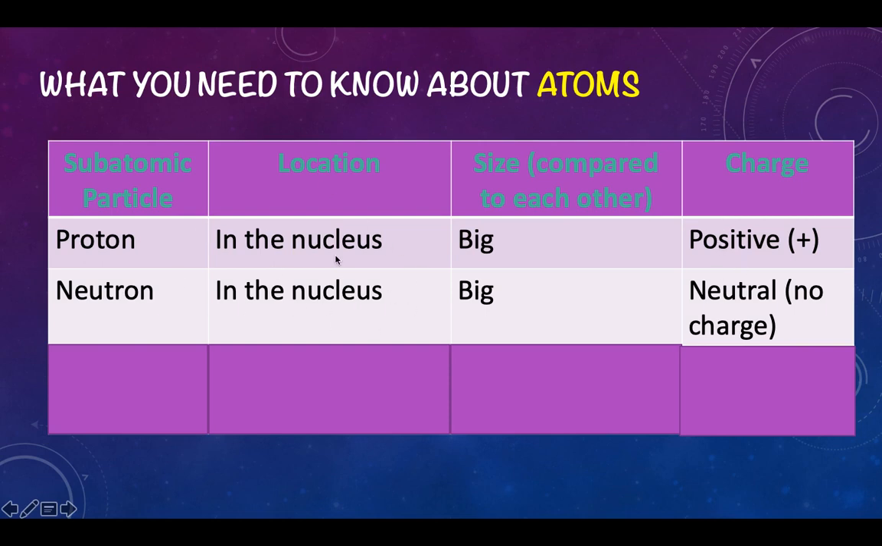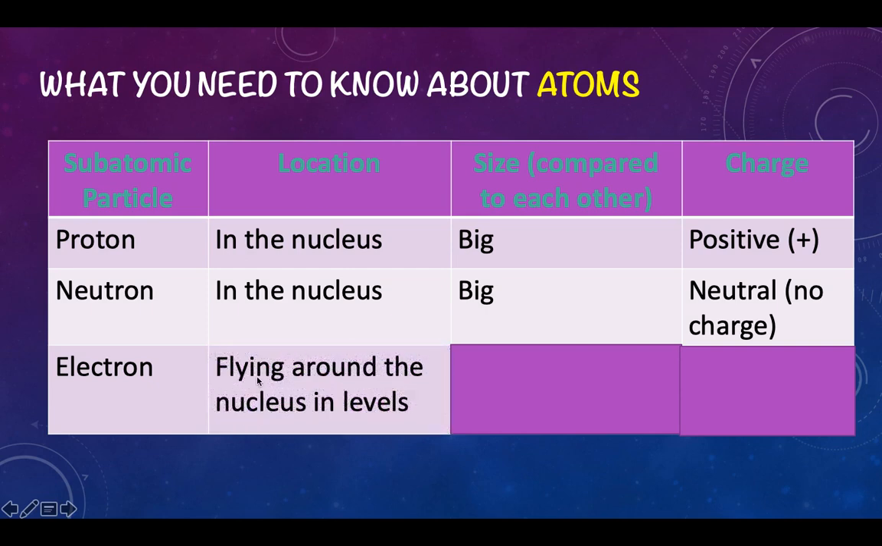So together, the nucleus is positive in the center of the atom. But the problem is that if this was the only part of the atom, everything around us would have positive charges and would try to push away from each other. So there's got to be something that balances that positive nucleus, and that is your electron. That's the name of the subatomic particle.